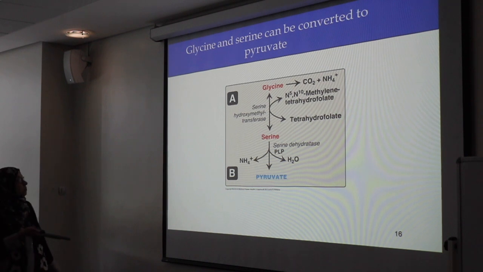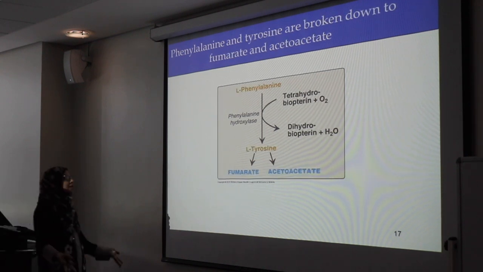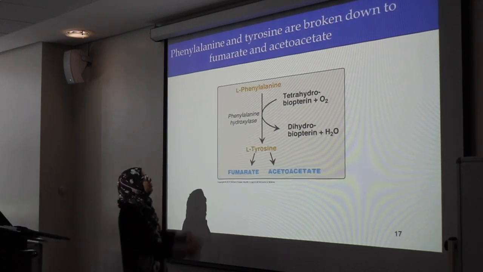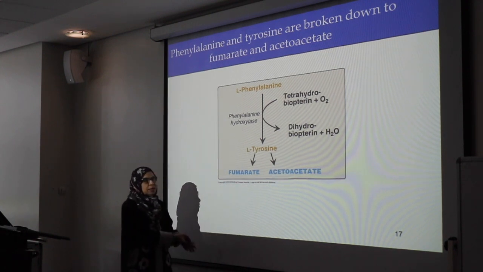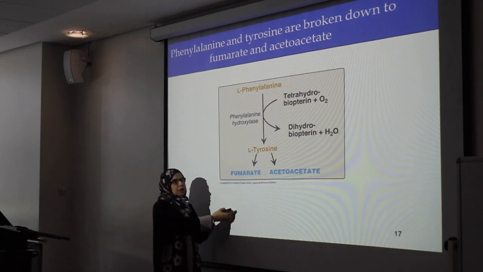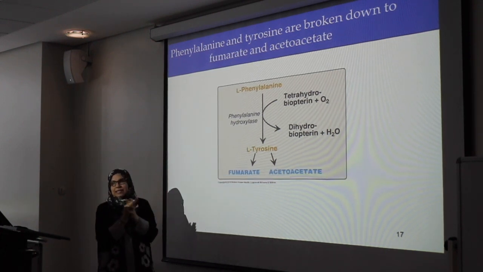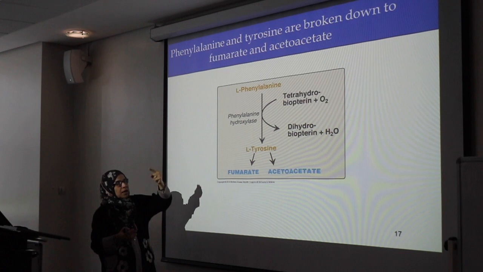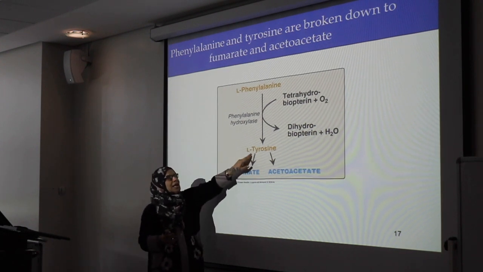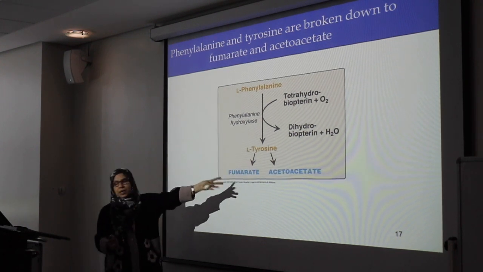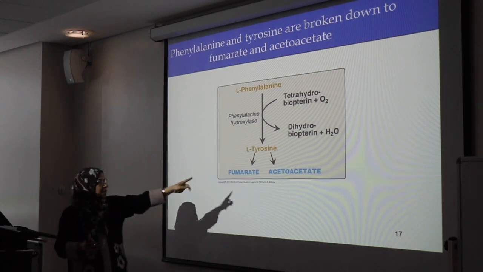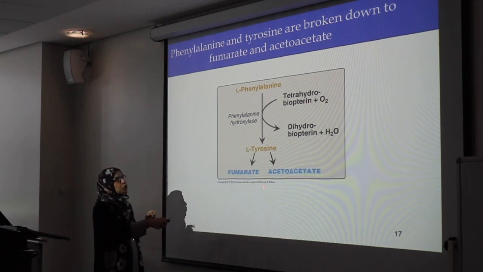Clear? Yes. Okay. Similarly, it's not always easy to go from phenylalanine to a glucogenic precursor or a ketogenic precursor. I have to undergo many steps. So phenylalanine, although it is one step to go from phenylalanine to tyrosine, tyrosine will have to undergo many chemical reactions before it can give me those two.